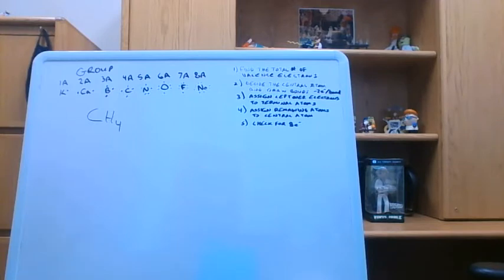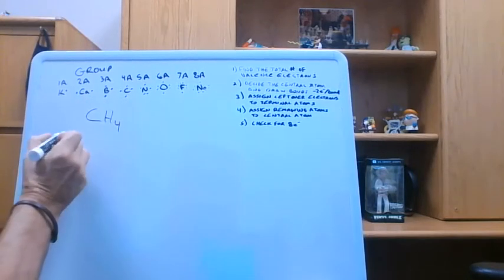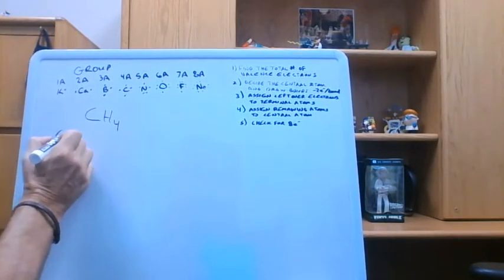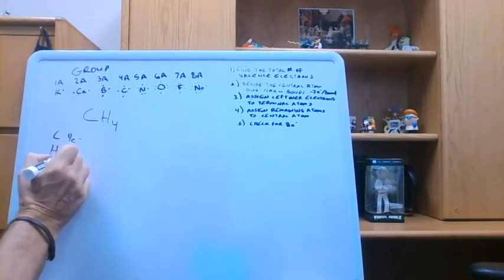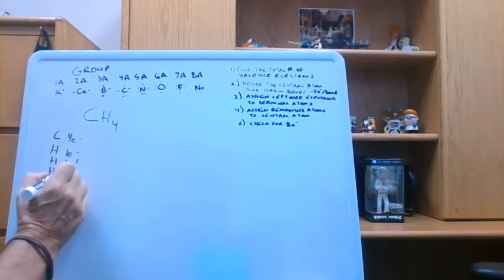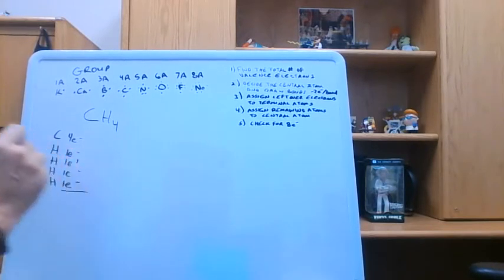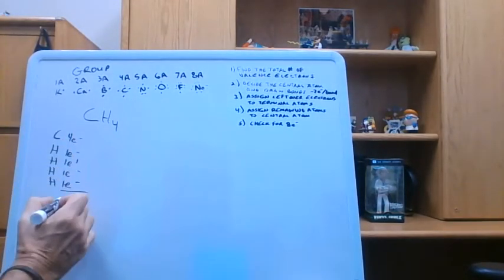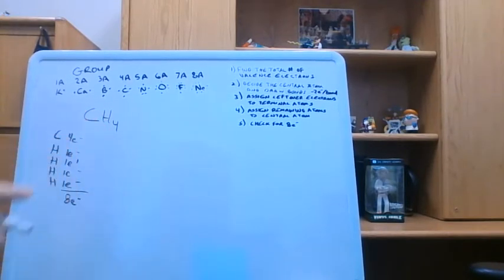Then we're going to check to see if everybody's happy with that arrangement. So to begin with, what we need to do is figure out how many valence electrons, right? So carbon is here in group 4, so carbon has 4 valence electrons. Hydrogen is in group 1, so it's going to have 1. So each one of those hydrogen atoms is going to bring 1 valence electron. So we're going to have a total of 8 valence electrons to share. And that's what we're trying to do.